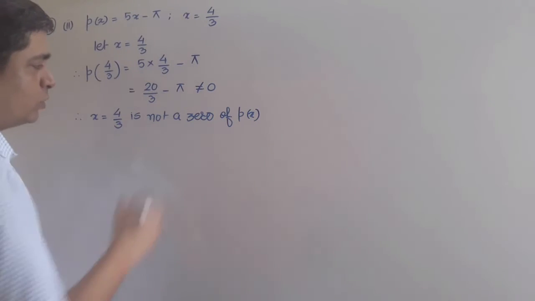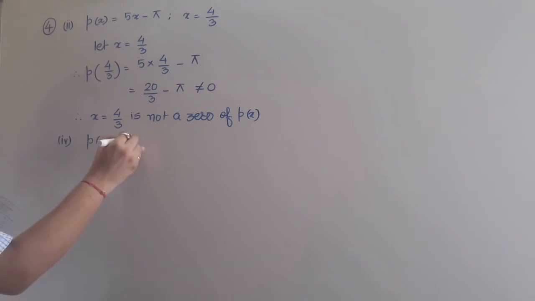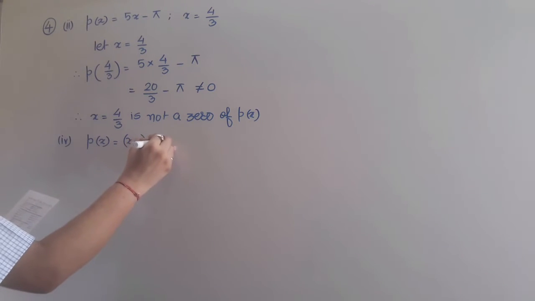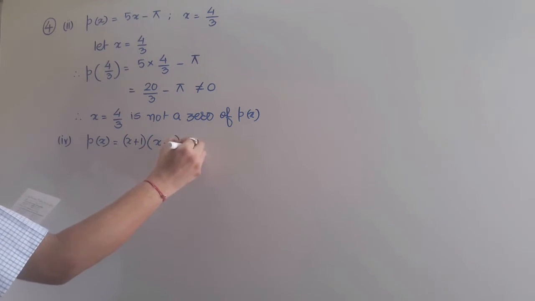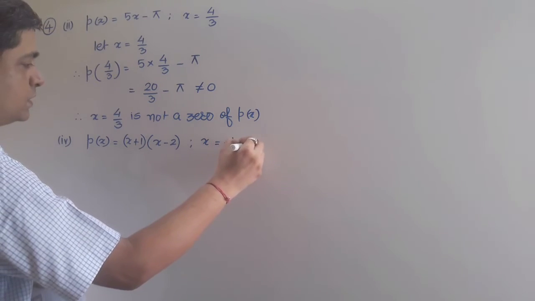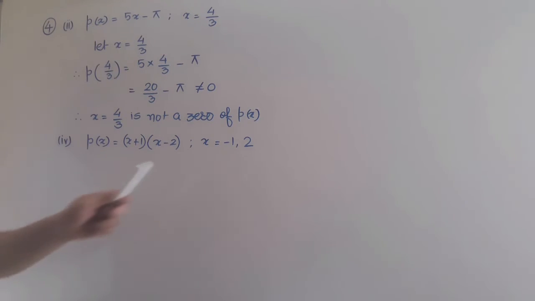Let us take some more examples to clarify this kind of question. Now I am taking part number 4. In the 4th part, we are given that P of x is equal to x plus 1, one term, and in the multiplication it is x minus 2. Two values are indicated here, x equal to minus 1 and 2, which means I have to check whether these two values are zeros of the given polynomial or not.